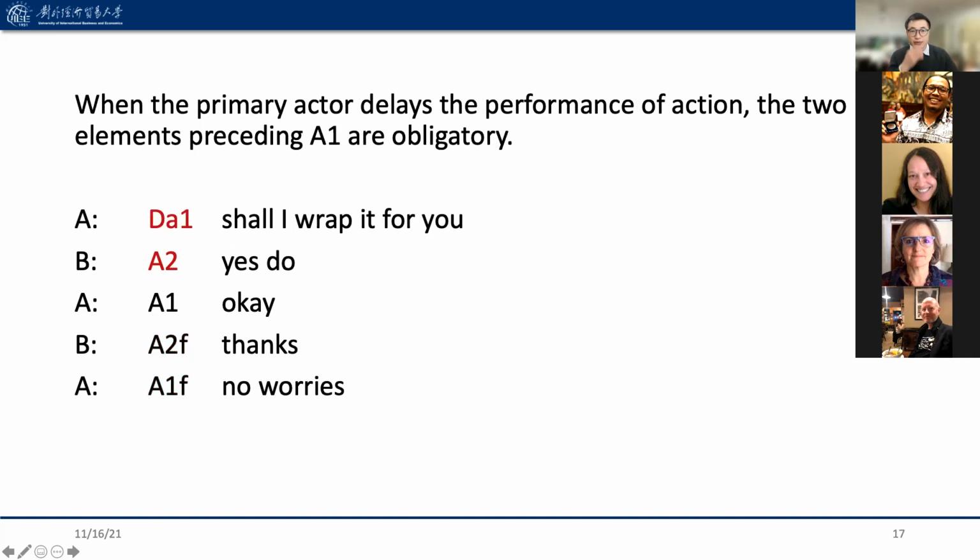So when the primary actor delays the performance of action, there are 2 elements preceding A1. For example, "Shall I wrap it for you?", which is called DA1. D here refers to delay, so delaying the performance of the action. And A2 is the secondary actor row or slot. So we've got a structure: DA1 initiating, delaying the performance of action, asking whether A2 is okay with the action, right? And then we've got A2 agreeing, and then the primary actor performing the action at A1, which is further followed up by the secondary actor and the primary actor.